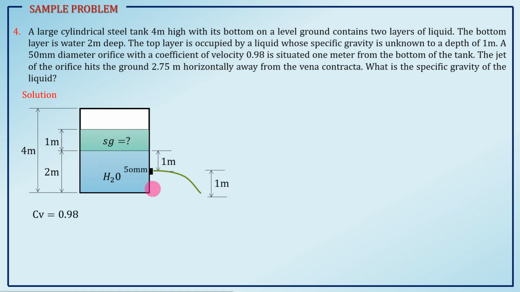Then, the distance of the jet to the vena contracta is 2.75 meters. And we are given the CV and the dimensions of the orifice. So, for this type of problem, what we are looking for is the specific gravity of the liquid on top. So, how are we going to solve for this specific gravity?